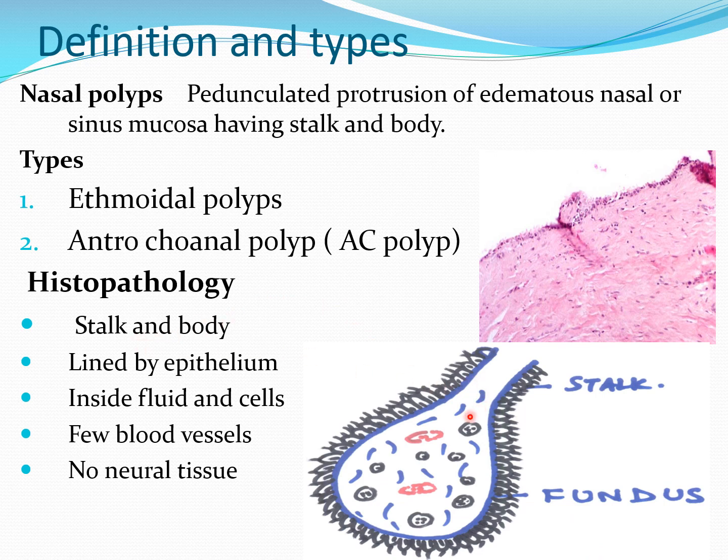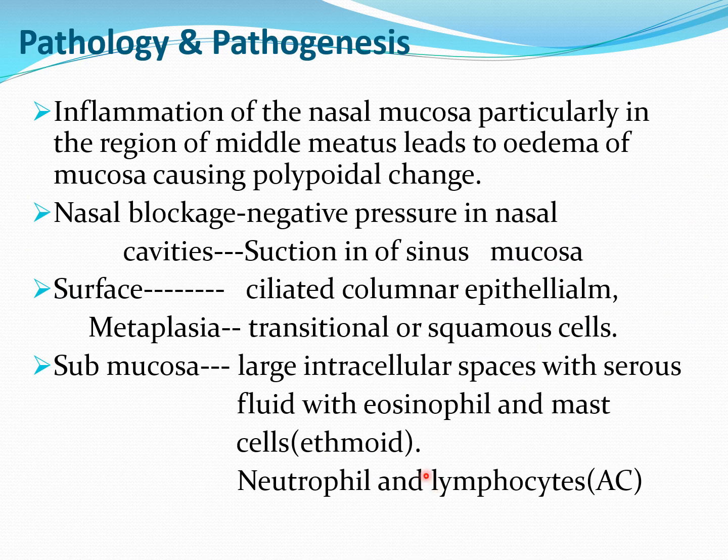So there will be stalk, fundus, and lining of nasal and sinus mucosa. There will be a lot of fluid inside the polyp that will contain neutrophils in cases of enterochoanal polyp and eosinophils in cases of ethmoidal polyps. Few blood vessels without muscular coat, and there will be no neural tissue. So because of the absence of this neural tissue, the polyp will be insensitive to touch, and because of few blood vessels, it does not bleed to touch.